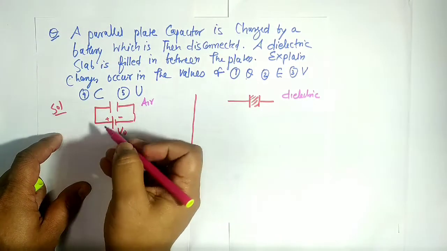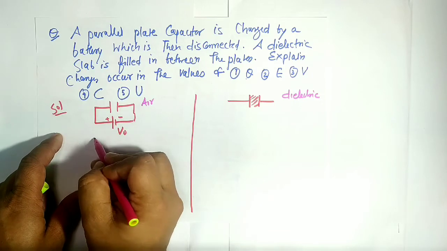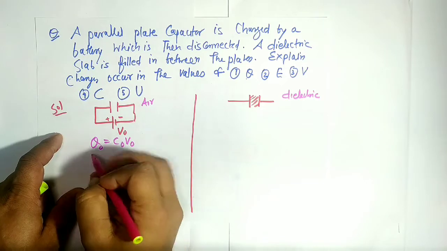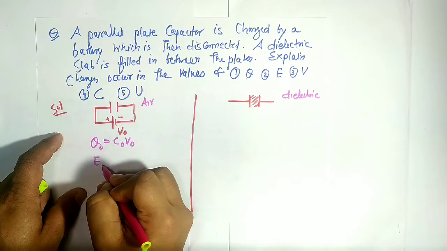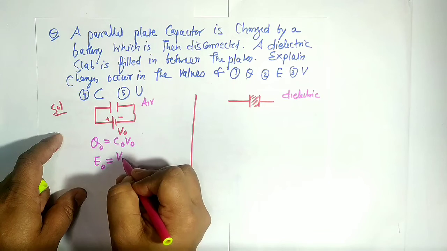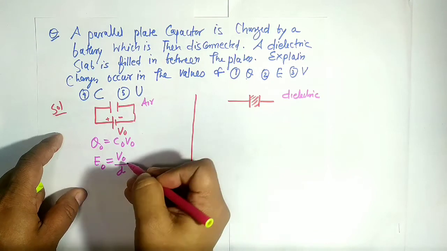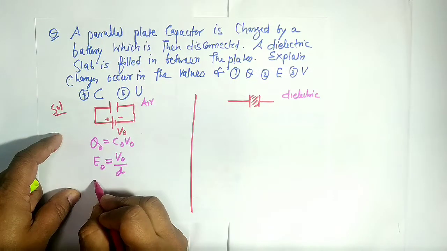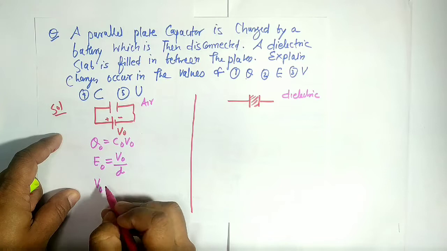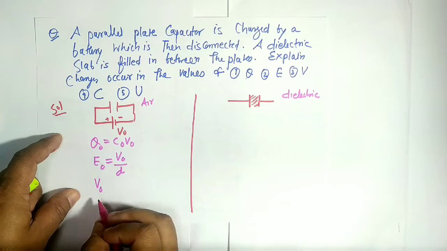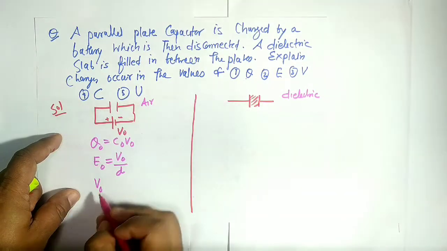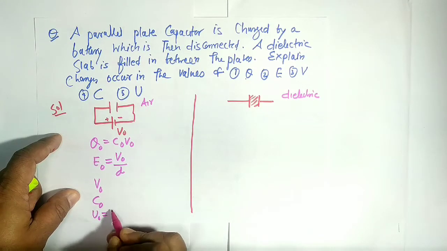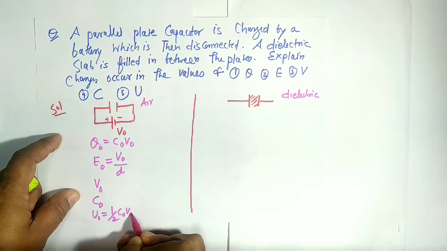Now if I ask you what is the charge, say initially Q0. Q0 is what? C0 V0. What is the electric field? Electric field is E0, V0 by D. Electric field is V by D. If I ask you what is the potential? Potential is V0. What about the capacitance? It is already C0. And what is energy? Energy is say half C0 V0 square.